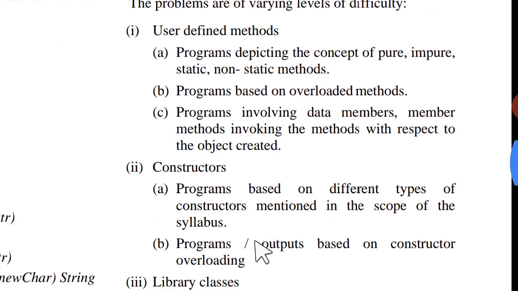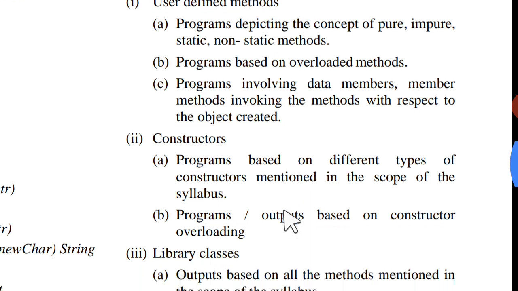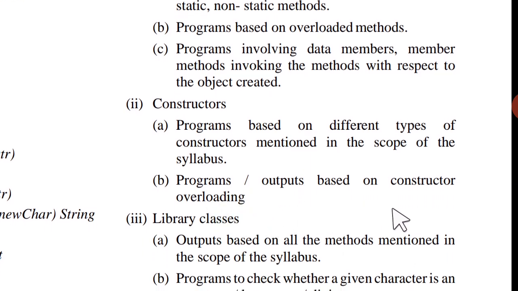After that, students, constructors: programs based on different types of constructors mentioned in the scope of the syllabus. Means there is default, parameterized, all these types you have to cover. After that, students, programs and outputs based on constructor overloading. Polymorphism is there, very very important, students. Means more than one constructor in a class.